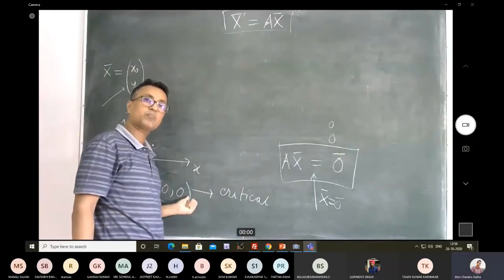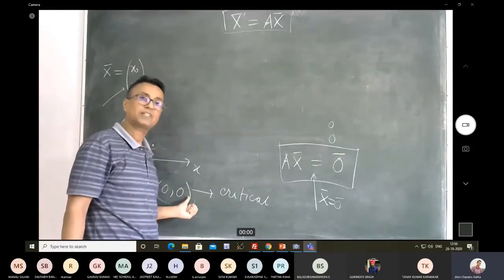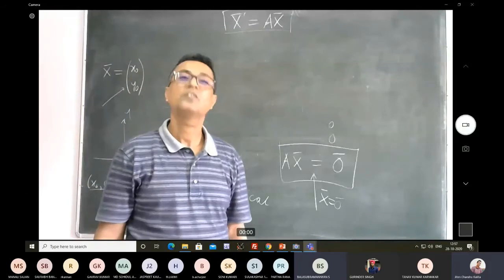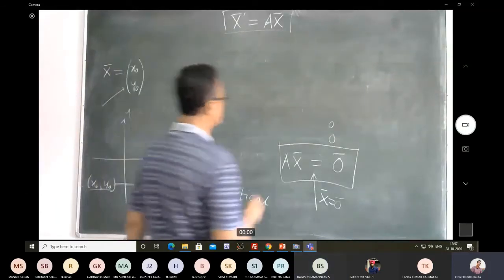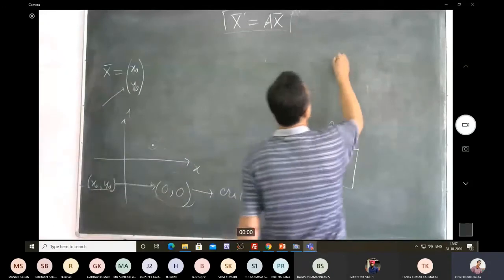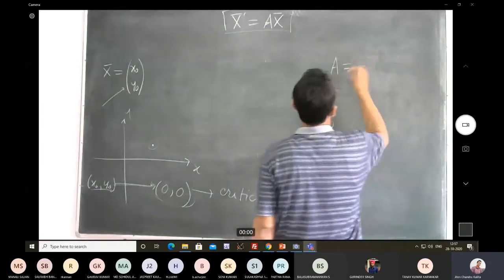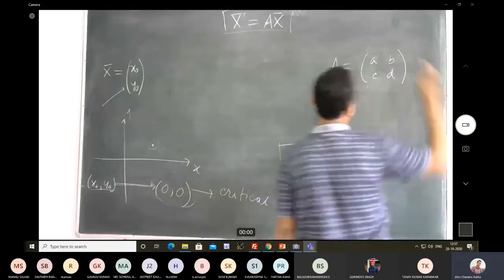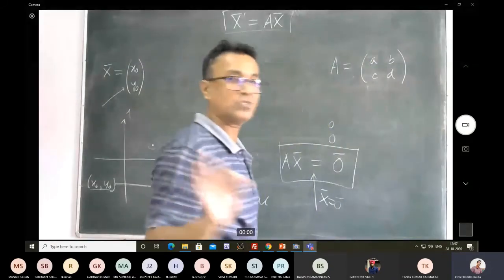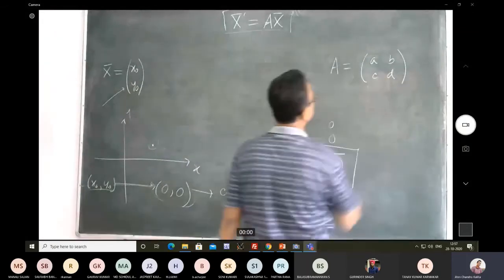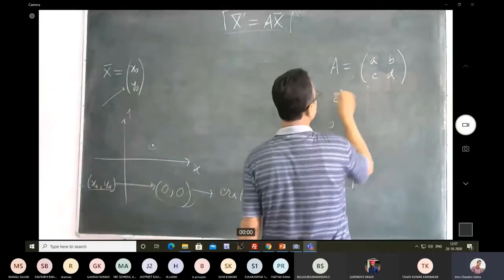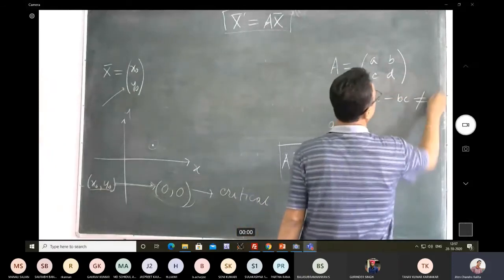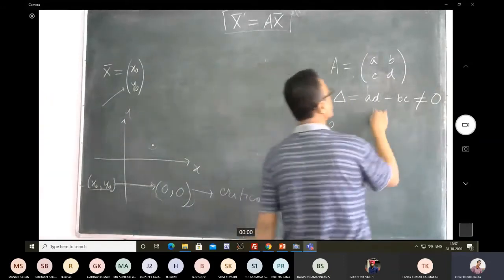For that, what property must the coefficient matrix A have? Determinant non-zero. So, if I assume A equals the matrix with entries a, b, c, d, I'm following Jiten here, so that is why I'm writing it like this. Then I am going to assume that the determinant, delta, equal to ad minus bc, is not equal to 0. This assumption we are going to make.